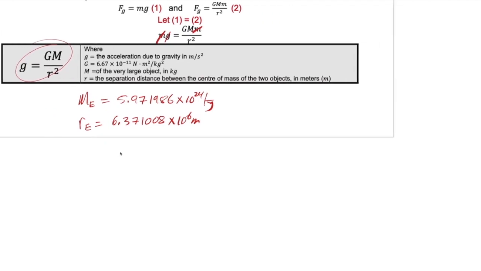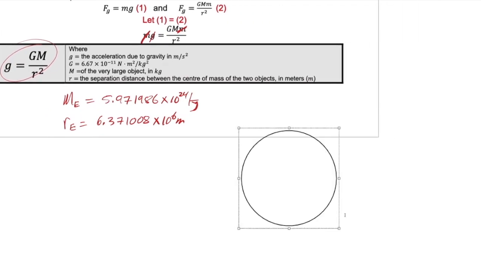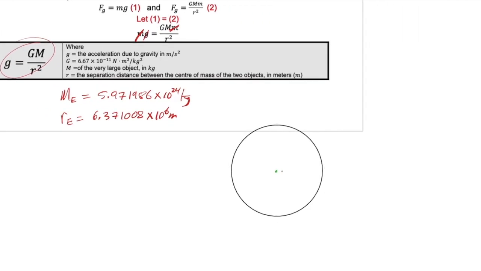To further illustrate this idea, if this is planet Earth, the center of mass of the Earth is there. If the object, say you, are on the surface, the distance from center to center represents the radius of the planet. Hence why I chose the letter R.